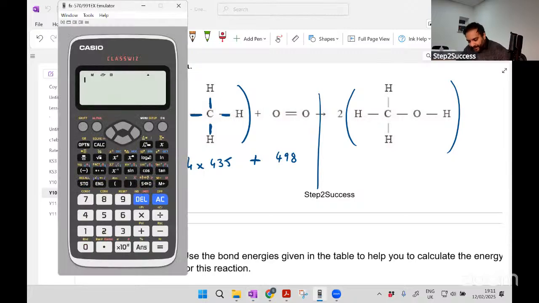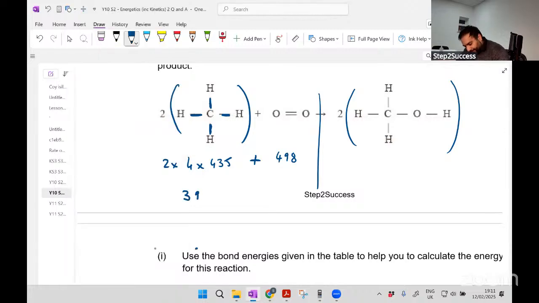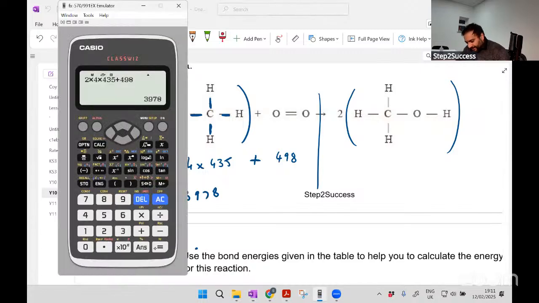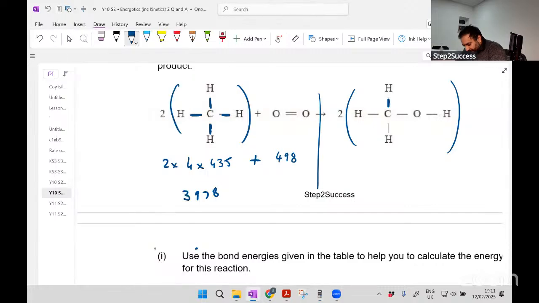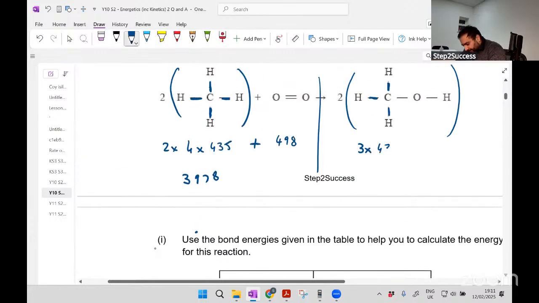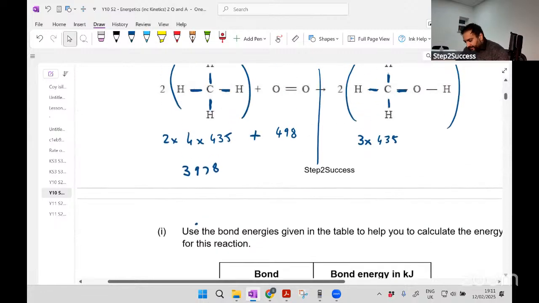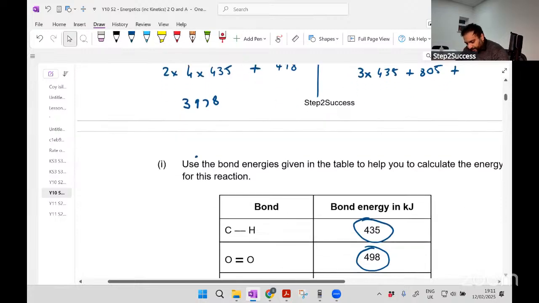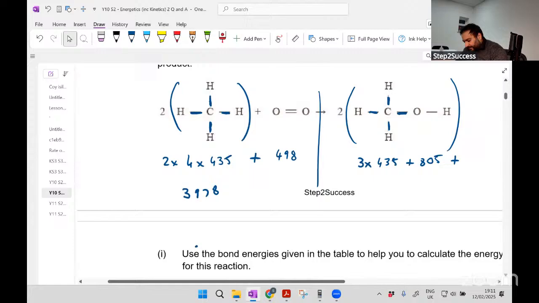On the left-hand side, we've now got 2 times 4 times 435 plus 498, which is 3978. That's what we get on the left-hand side. Let's do the right-hand side now, which is a bit of a pain, but we've got CH, another CH, another CH. That's three CH bonds, which is 3 times 435. We've got a CO bond, which they tell you is worth 805. So add on 805. And we've got an OH bond, which is 464.